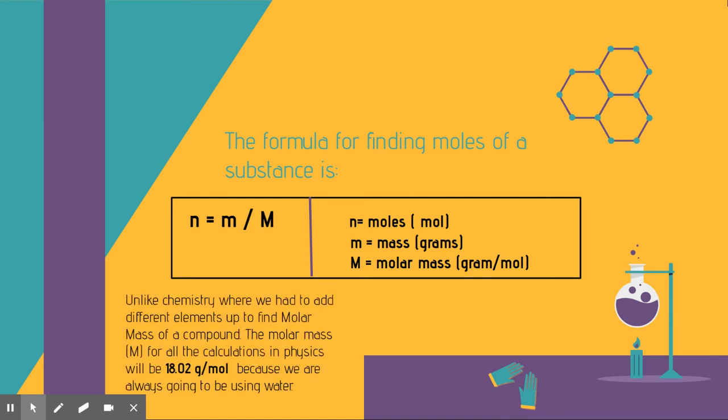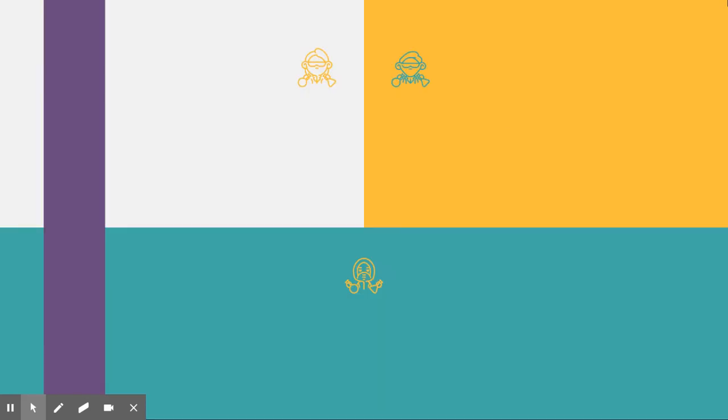Unlike chemistry, where we had to add up all of these different compounds to get molar mass, I'm giving you the molar mass for all of the calculations that we're going to do in our physics unit. It's going to be 18.02, because in specific heat capacity, we are going to be using only water. So we are going to use that number no matter what: 18.02 grams per mole.